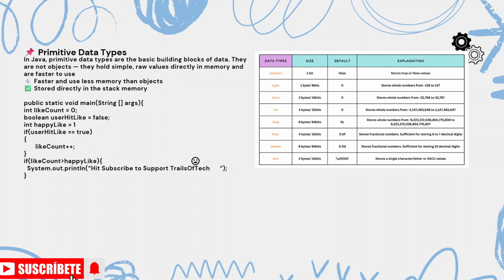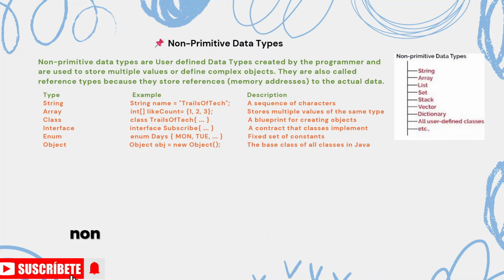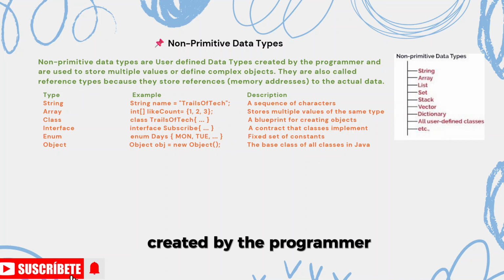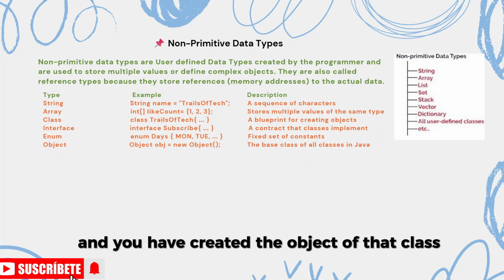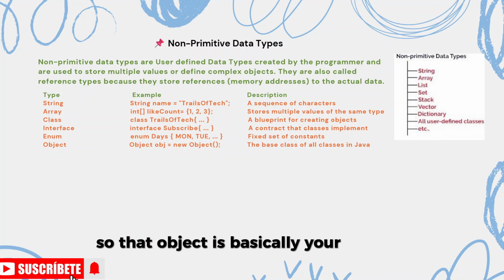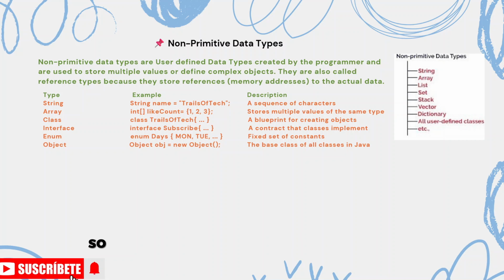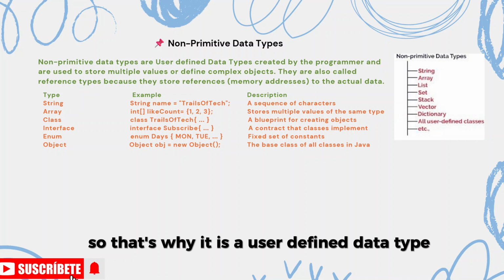Okay. Now we'll be understanding the non-primitive data types. Non-primitive data types are user-defined data types created by the programmer. What is a user-defined data type? Say you have created a class named laptop, and you have created an object of that class. That object is basically your data type, or your class is basically a data type. You are creating an object of type class. That's why it is a user-defined data type.